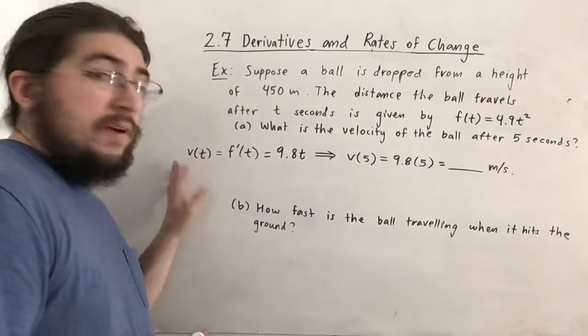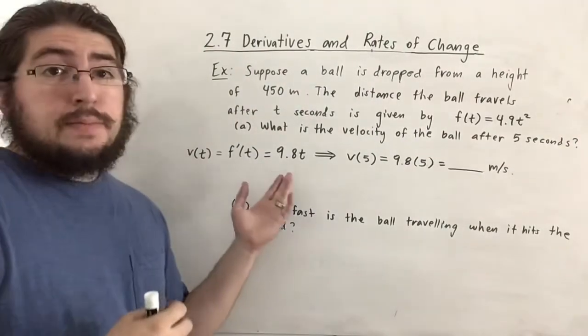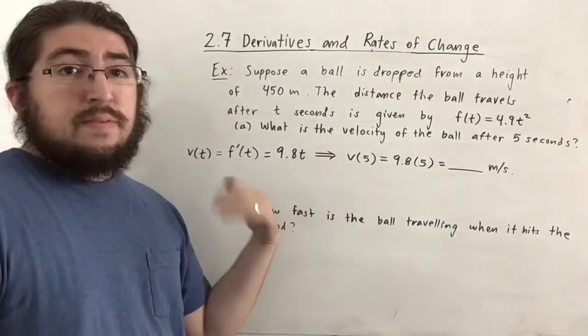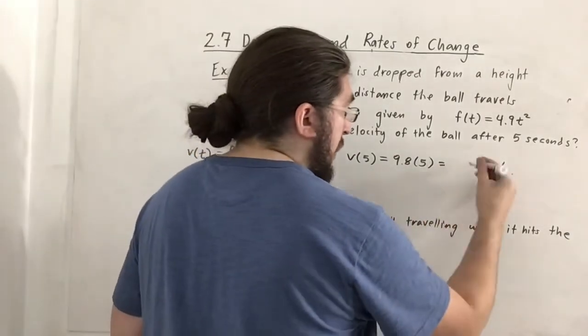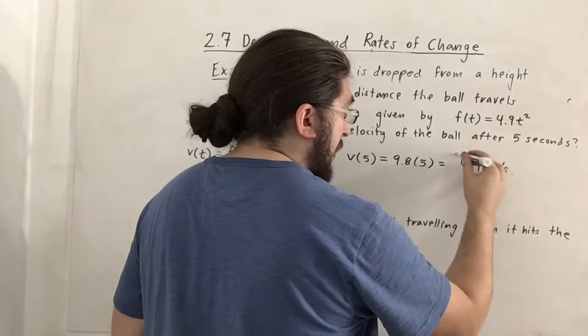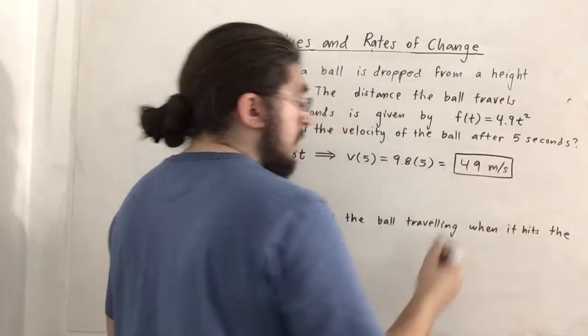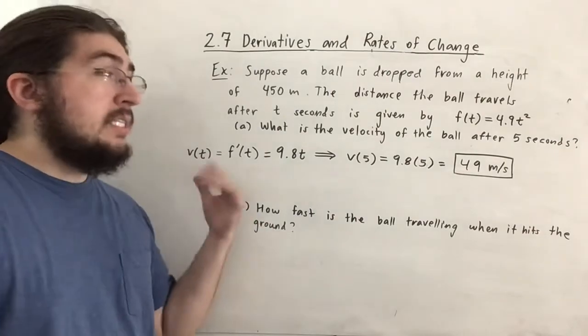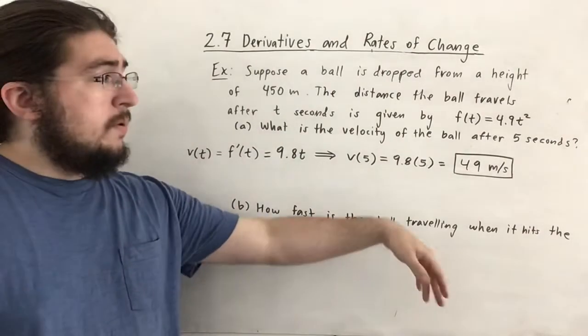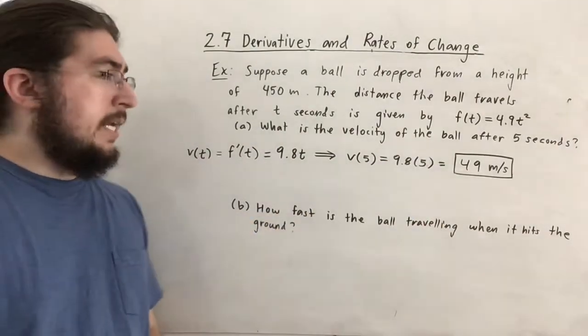Alright, so we found out v of t is really just 9.8 times t, so that means v of 5, the velocity after 5 seconds, is 9.8 times 5, which is actually 49, and it is in meters per second as the unit there. Notice the unit of velocity is distance unit divided by time unit, so that's meters per second in this case.